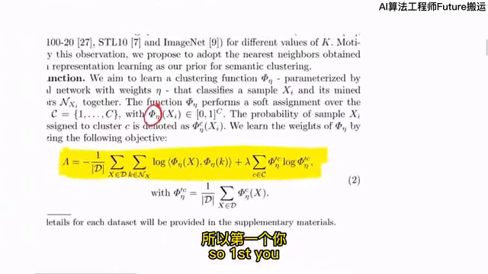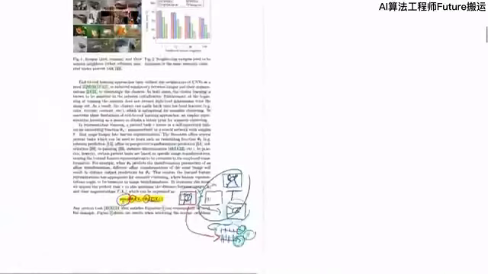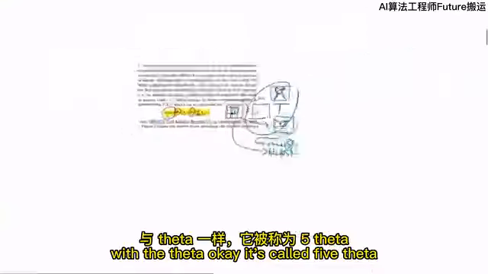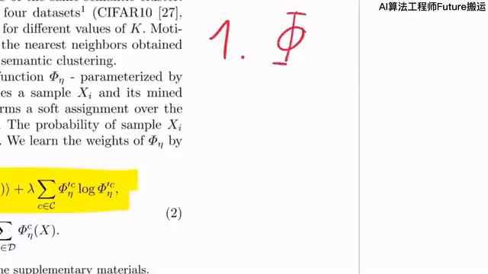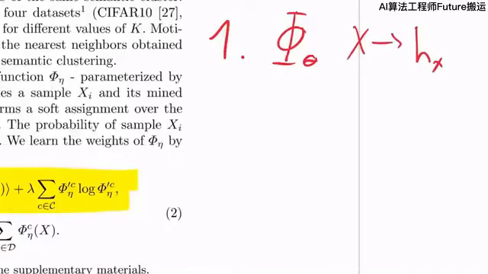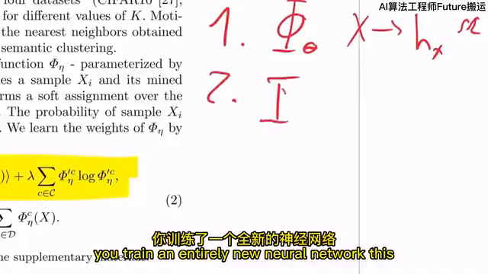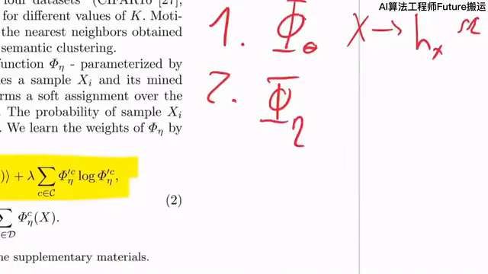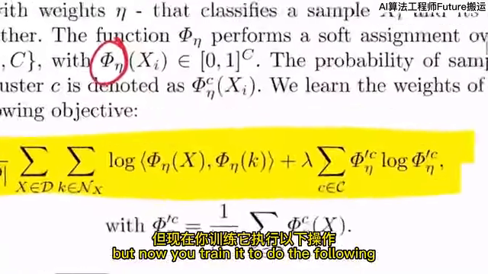So first you already have the neural network, which was called, what was it even called? The one that gives you the embedding with the theta. Okay, it's called phi theta. It's the same architecture, and I think they initialize one with the other. So in step one, you get phi theta. Phi theta from x gives you a representation of x. Okay, let's call it hidden x. So that's via self-supervised learning. But in step two, you train an entirely new neural network, this phi eta here, and you initialize it with this one, but now you train it to do the following.